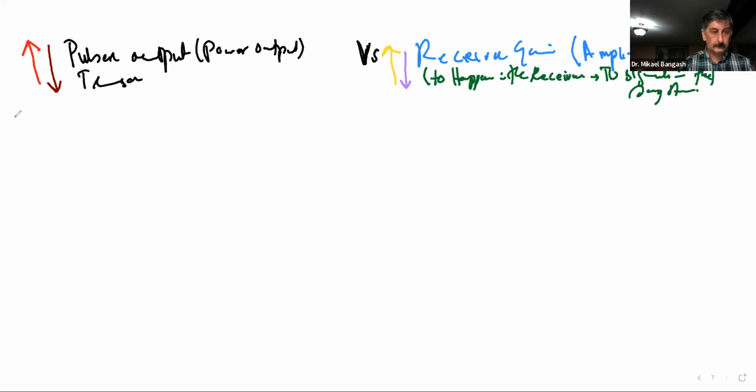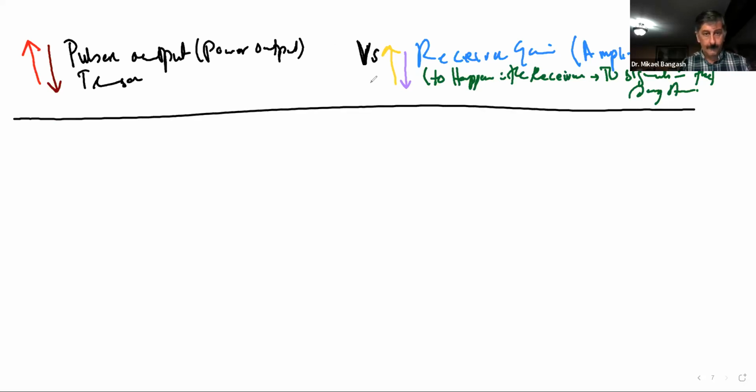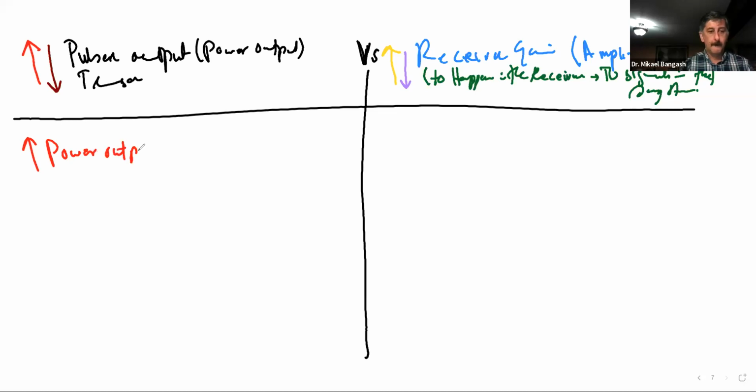Now, ladies, if we, for instance, said that we had a high power output, what would that generally lead to? What that will mainly lead to is an increased brightness of the image.